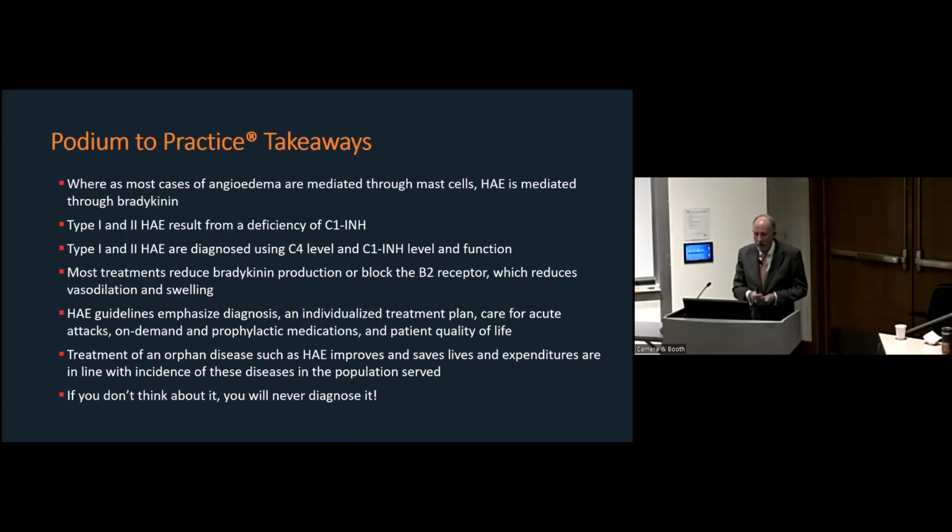reduces the swelling. The guidelines, and I didn't show you that slide, but there's a variety of very good guidelines out there as far as how you think about these patients, looking at both the management of acute as well as short-term as well as long-term prophylaxis. Treatment of these orphan diseases, particularly this one, obviously improves patients' lives and also saves lives. And lastly, it's one of those things, if you don't think about it, you'll never diagnose it.